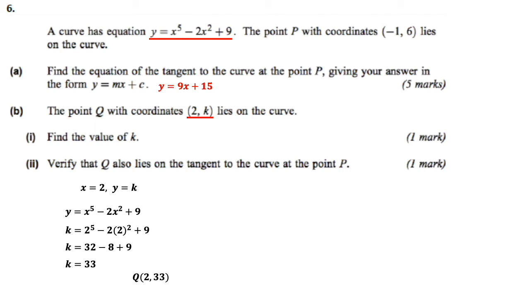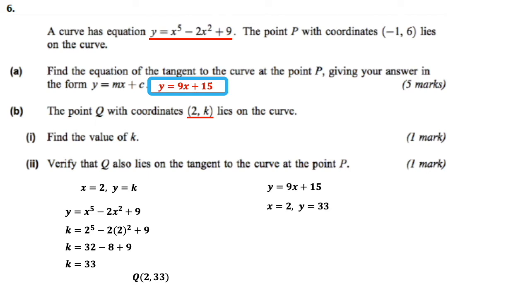If we now have a look at the second part of part B, verify that Q also lies on the tangent to the curve at the point P. Now remember in part A, we did work out the equation of the tangent. The equation of the tangent was y equals 9x plus 15. Now, if Q also lies on the tangent, it would mean when we substitute x equals 2 and y equals 33 into the equation of the tangent, then it would be true. So the point satisfies the equation.